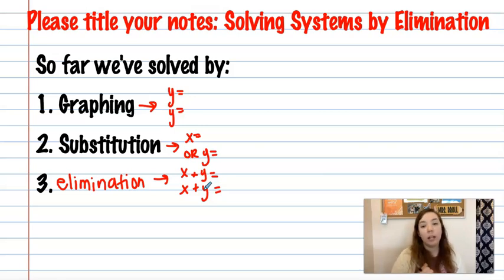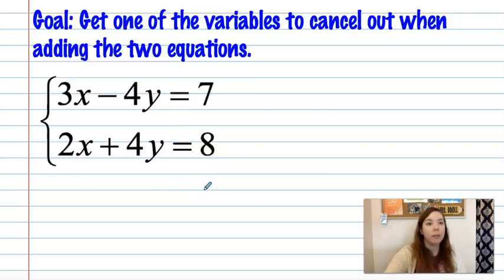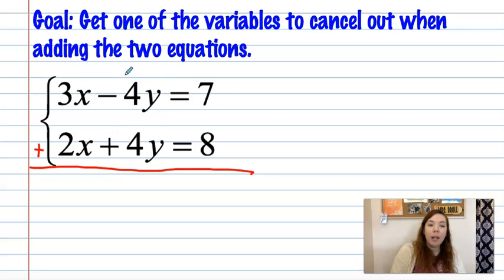All right, so we're going to actually do some examples for elimination so you can get a feel for how this method works. The goal when we're doing elimination is to get one of the variables to cancel out when we add the two equations. So in this one, all of these are going to be giant addition problems. And our goal is when we add, that one of these would add to 0 and they would cancel out or eliminate. So in this case, it's already ready to eliminate. I have negative 4y and positive 4y. Those add to 0 and they're gone.